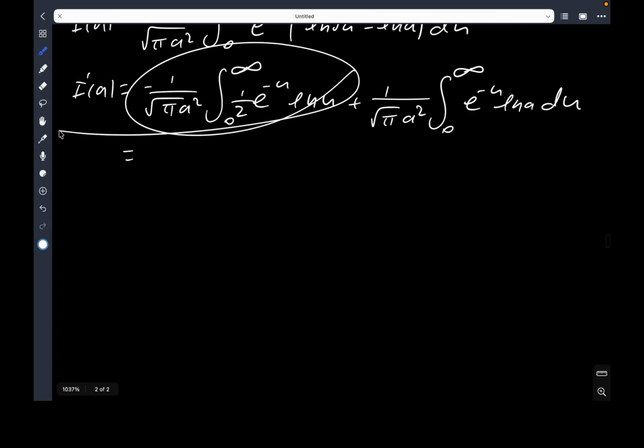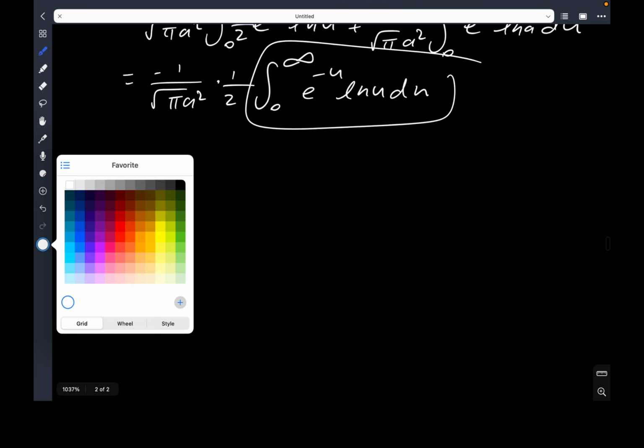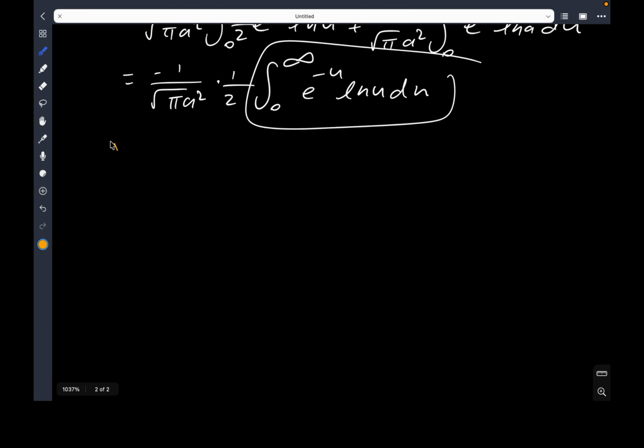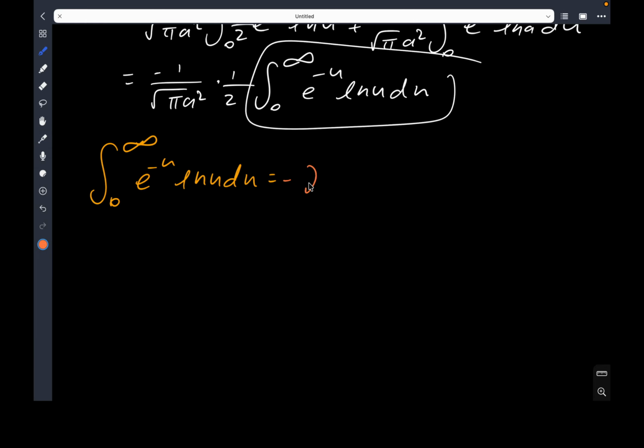So let's sort out this integral first. Negative 1 over root pi a squared, the integral from 0 to infinity of e to the negative u ln u du. This portion here has an exact value, which is negative gamma, where gamma is Euler's constant.